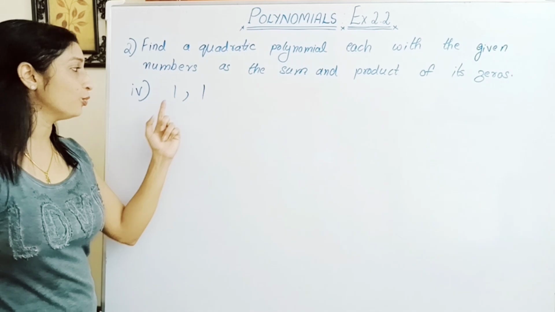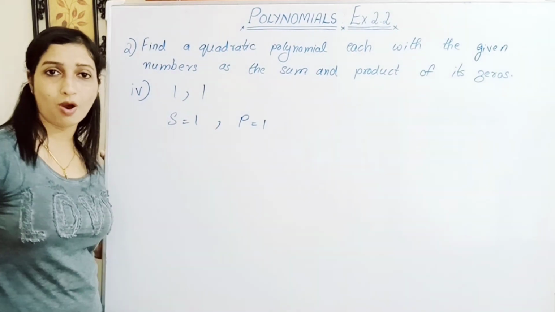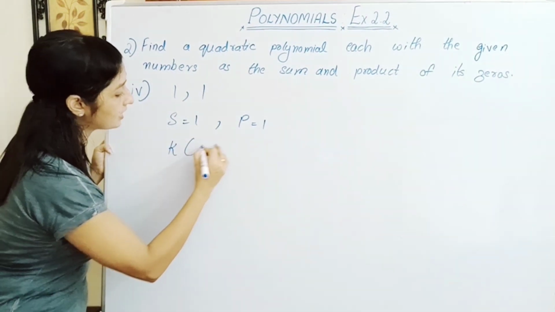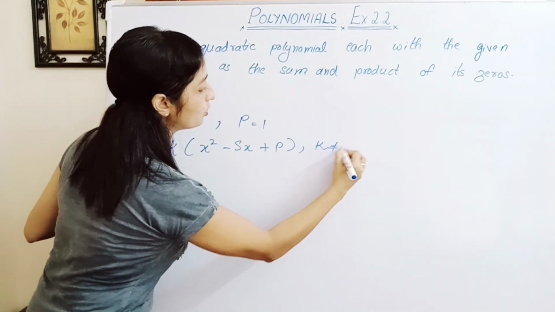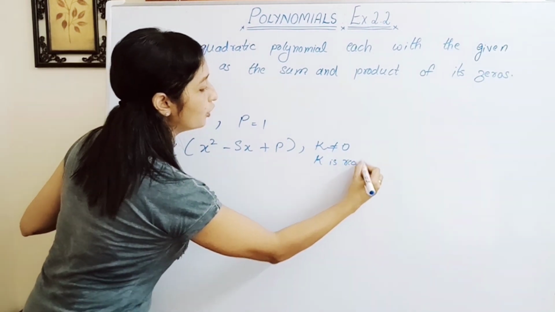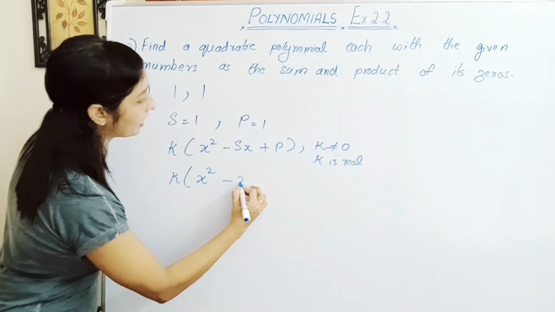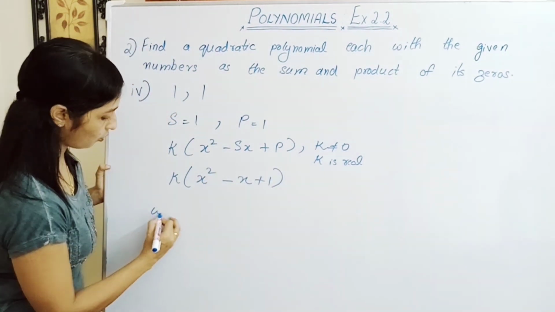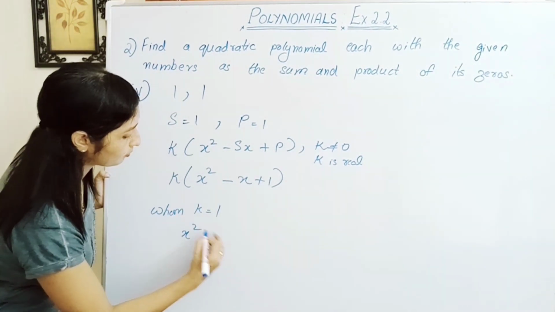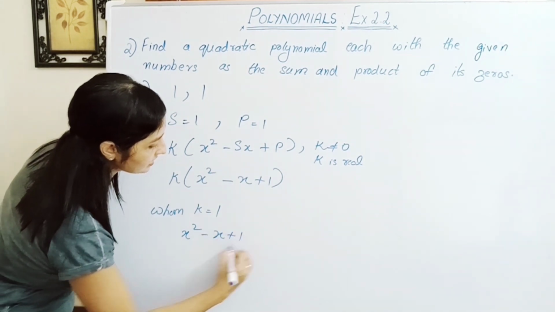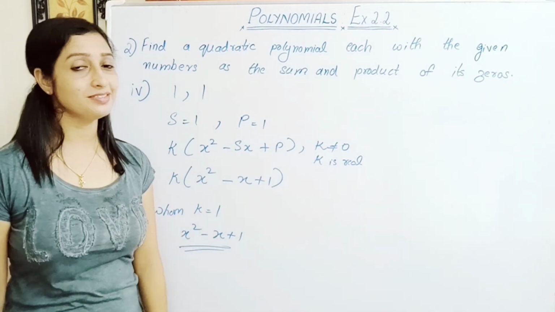So this is our part 4, which is 1 and 1. So given sum is equal to 1 and product is equal to 1. Now how do you represent the quadratic polynomial? Just k into x square minus sx plus p, where k is not equal to 0 and k is real. So now let's substitute the value of s and p. You get k into x square minus x plus 1. So now when k is equal to 1, what do you get? You get the quadratic polynomial as x square minus x plus 1. So this is our required answer. Now let's move on to our next question, which is part 5.